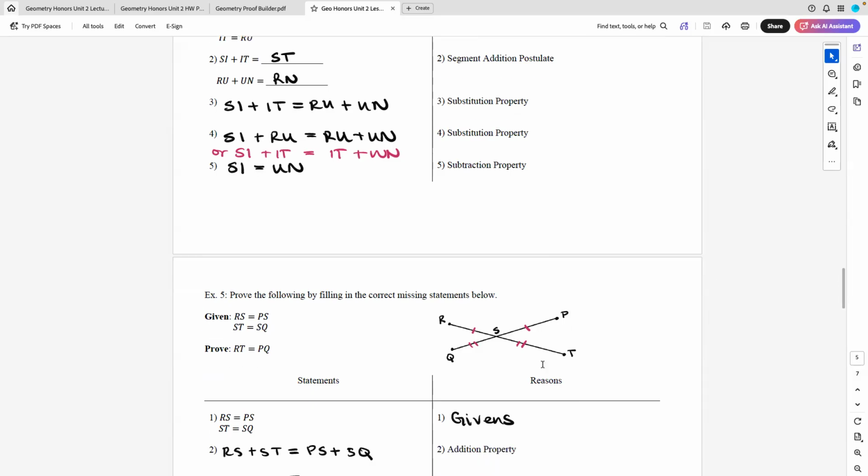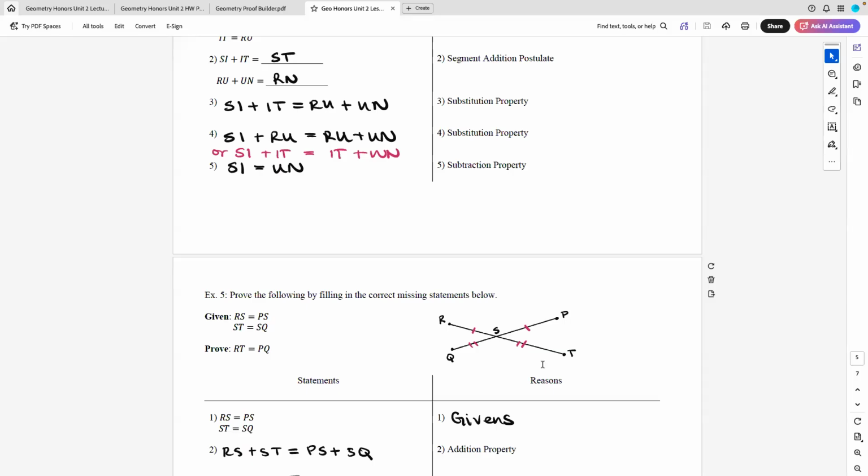And then what do you think the second one's gonna be? RS plus TS. Okay. Yeah. Maybe. Because you're adding the same thing. Or actually, you're just adding these two together, right? Because you're adding equal parts to equal parts. So another way to think about the addition property of equality is, say, for example, 5 plus 5. Of course, 5 plus 4 equals 5 plus 4, right? That's kind of what it's saying.